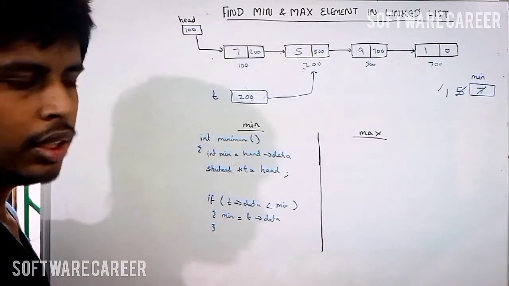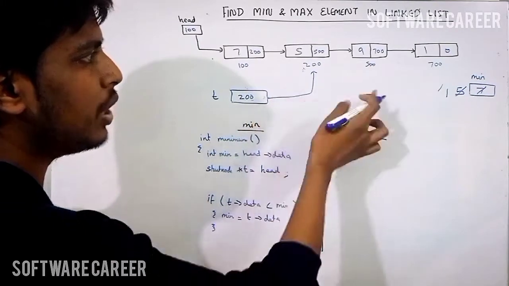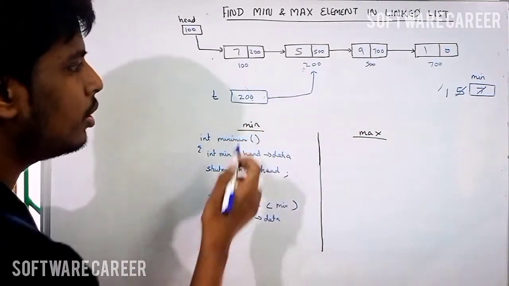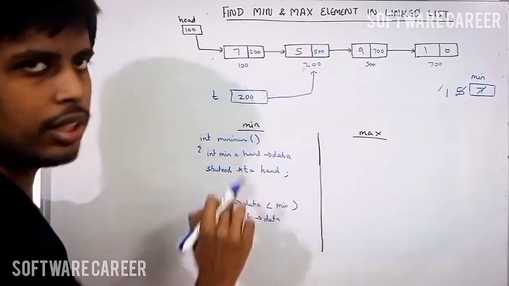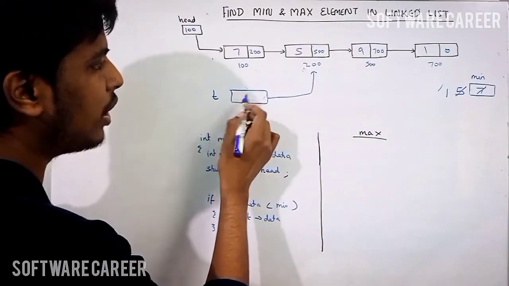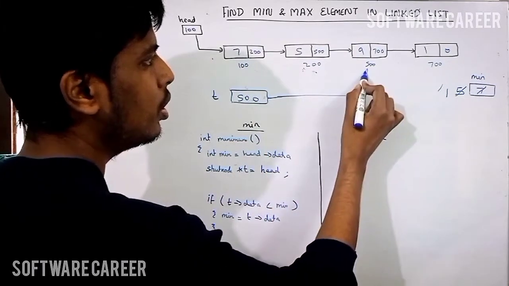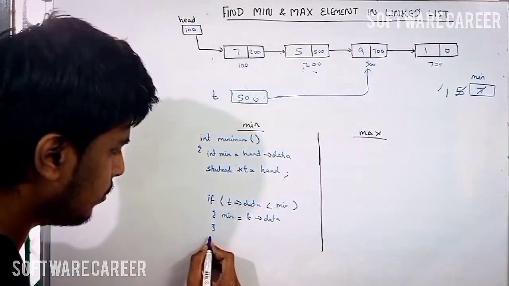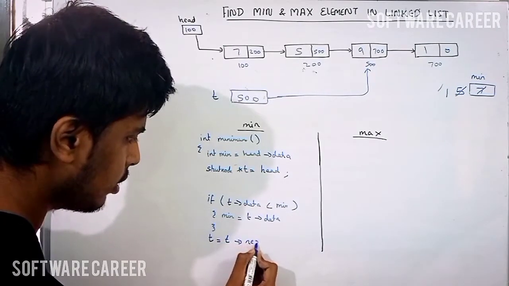This is the step. Now see, the next step is you should move the pointer to the next node. How can you move? T equals t next. So 200's next is 500, so you should update t to 500. Then this pointer will point to the next node. So that step I am writing here: t equals t next.